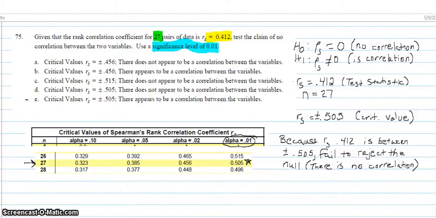But let's check answer E. The critical values equals plus or minus 0.505. That's correct. There appears to be a correlation between the variables. We said there is no correlation. So the correct answer here is D. No correlation.